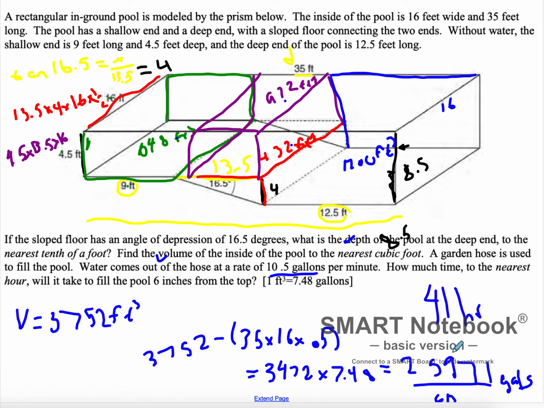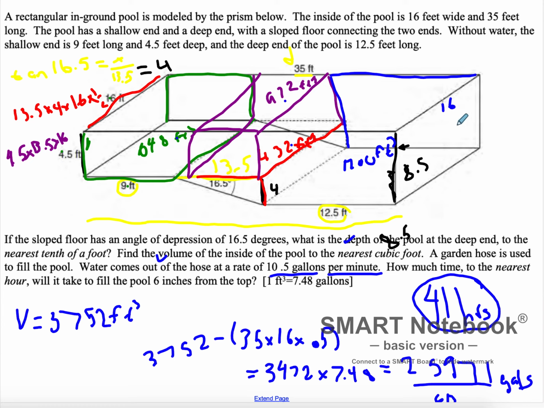I'm sorry, I said we want to divide it by 60 because this is currently in minutes, right? This is currently in minutes. We want it in hours, so there are 60 minutes in 1 hour. We've got to divide it by 60. 41 hours. That was a tough question.